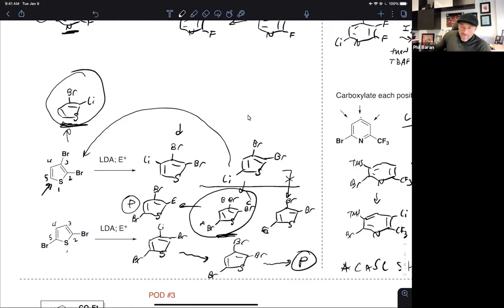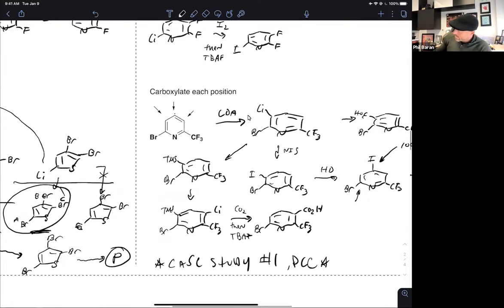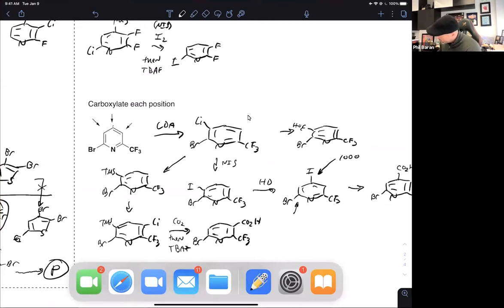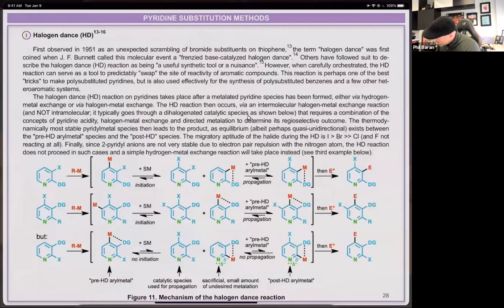So let's reflect for a moment. I think this probably would have been confusing an hour ago. Hopefully now it's not confusing and rather intuitive, but it's really beautiful that you can start off with these two different materials and they thermodynamically coalesce into the same electrophile product. Let's take a look at case study number one, which is kind of the ultimate manifestation of this type of phenomenon.